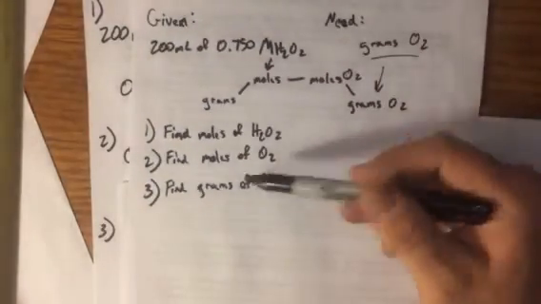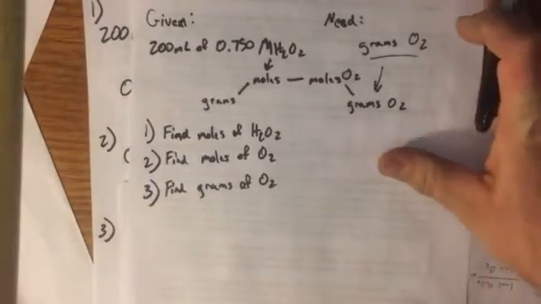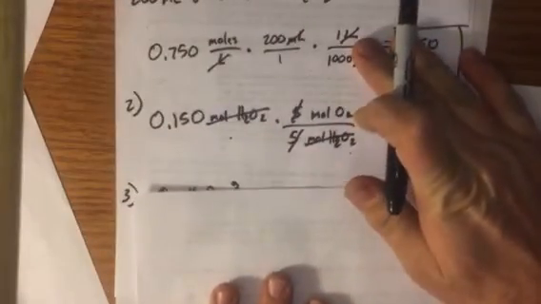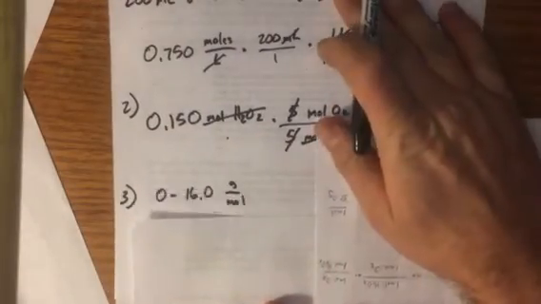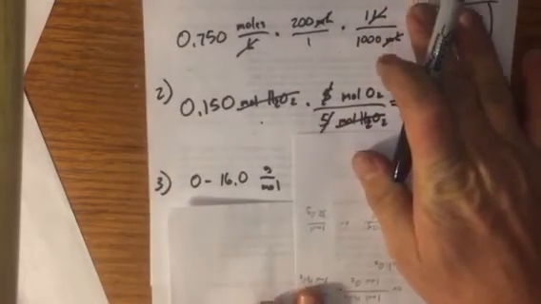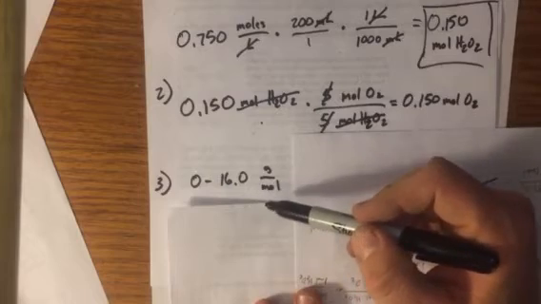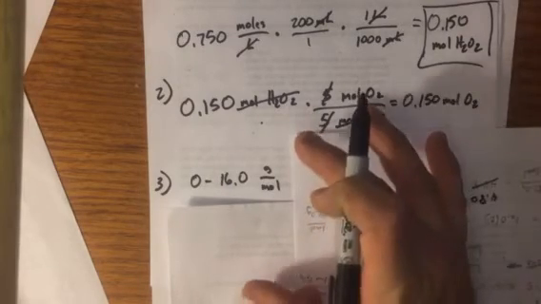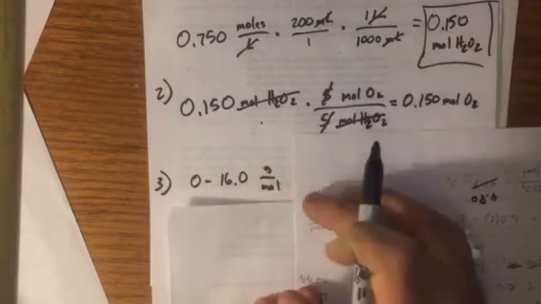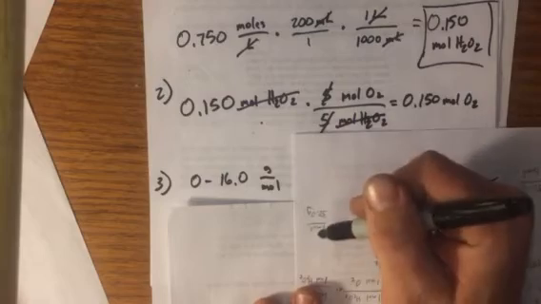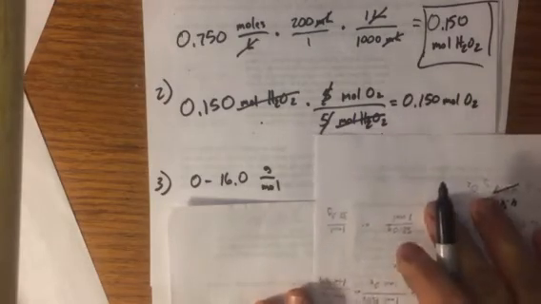We're looking now for step 3, which is finding grams of oxygen. For grams of oxygen, I'm going to need something called molar mass. For oxygen, when we look at the periodic table, we see that the molar mass of oxygen is 16.0. When we look at molar mass, what that's telling us is there are 16.0 grams of oxygen in 1 mole of oxygen. So I can use that relationship.